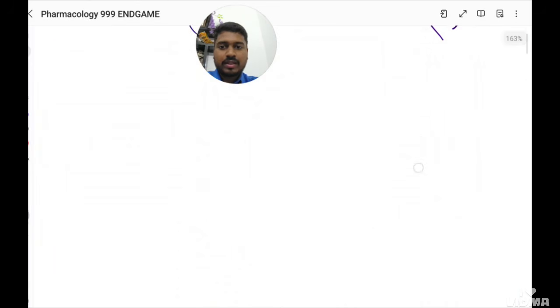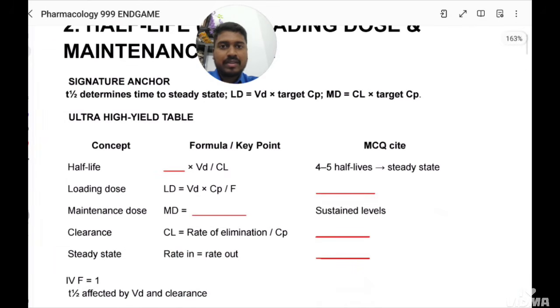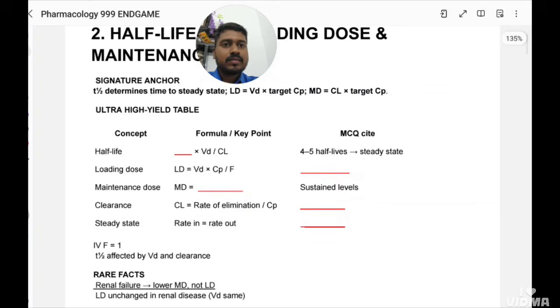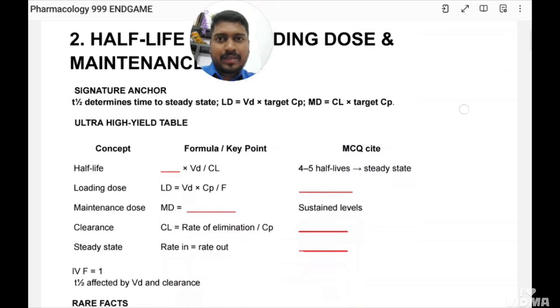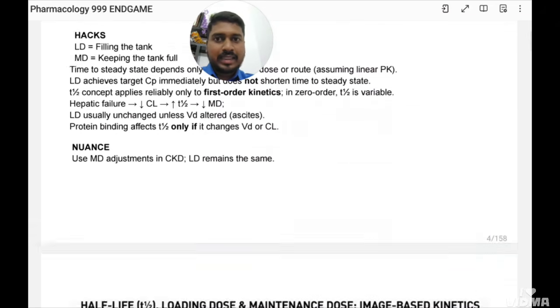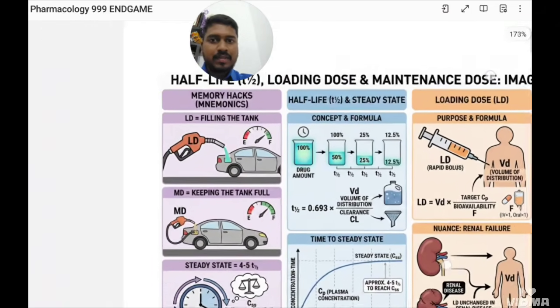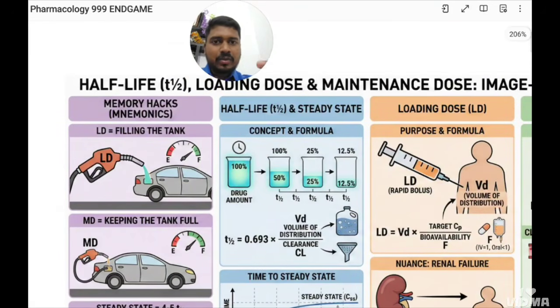So I think we are clear about this. No more doubts. So let's go to the second topic, that is half-life, loading dose and maintenance dose. This is also again a concept based topic, so give proper attention and listen to this. So what is loading dose and maintenance dose? How do you memorize it, or how do you understand it?